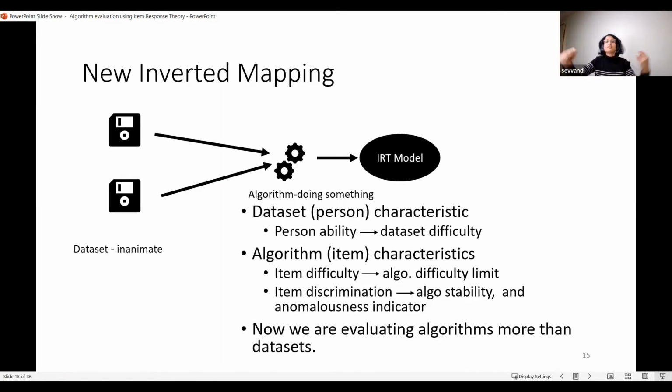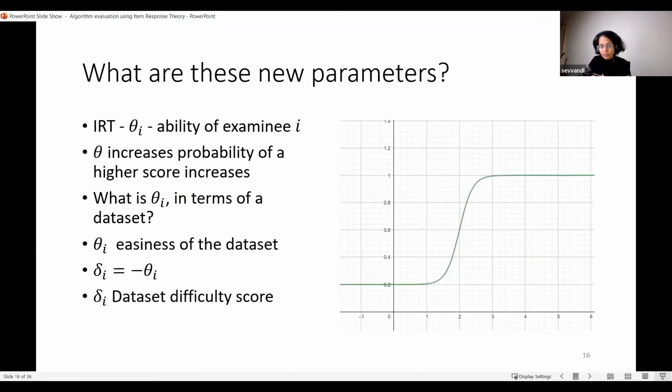So now we get two, well, actually three things, because we have the difficulty, stability, and anomalous indicator. So we get three parameters or metrics for the algorithms, and then of course one parameter for the data sets. So we have more on algorithms.